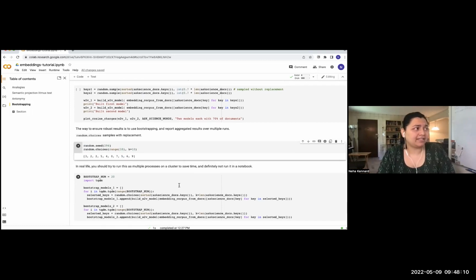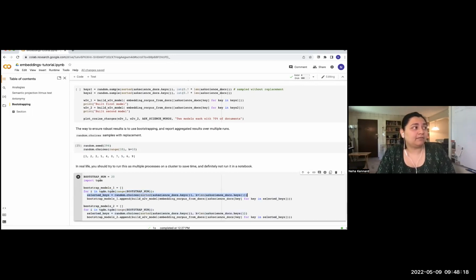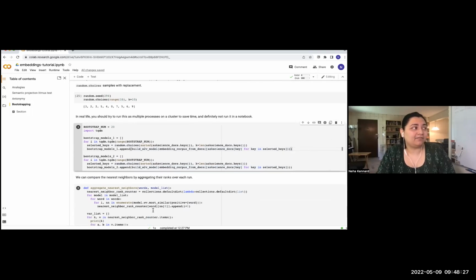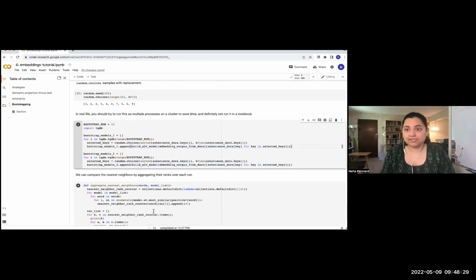And then after that, it's very simple. You just run as many bootstrap versions as you care to run. You select your keys by using random.choices, and you just keep on creating models. And then after you do that, you can aggregate all the nearest neighbors or the cosines from different models so that you can report an aggregate. It's a very simple but very powerful idea, and that's basically all there is to it code-wise.